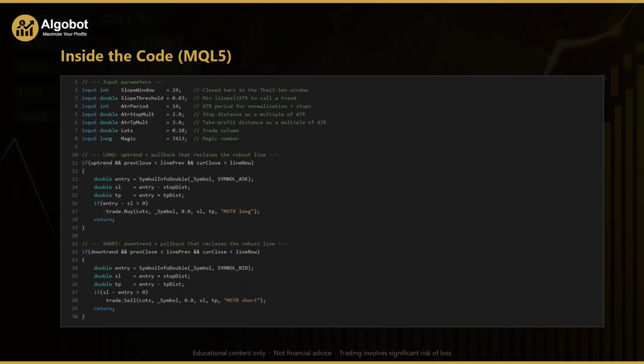The condition reads, if we are in an uptrend and the prior close was below the robust line, and the current close is back above the line. When all three are true, the code reads the ask price as the entry, sets the stop loss 1 stop distance below entry, sets the take profit 1 target distance above, and calls trade.buy with the lot size, the stop, and the target. The short block is the exact mirror.